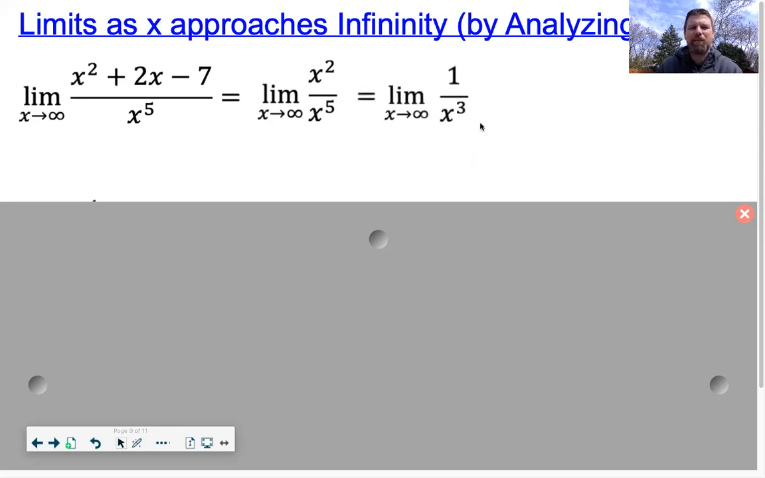I get this limit. And the one last step, I say, hey, x is going towards infinity. That's a really, really, really big number. So as I take 1 and divide it by a really, really, really big number, I end up with a number that's getting closer and closer and closer to 0.